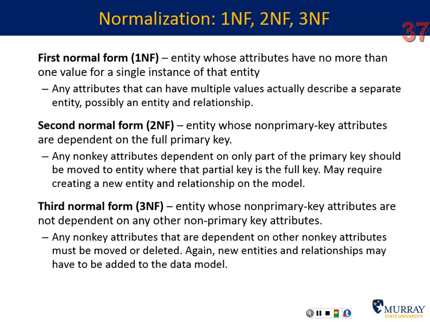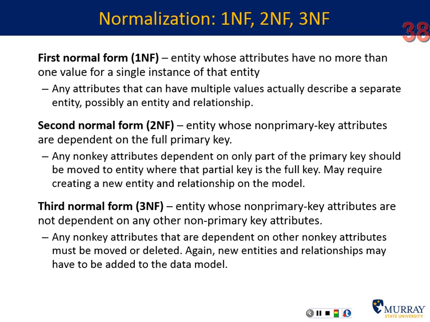Okay, so let's go through those normal forms. I think the first normal form is relatively easy to understand. Let me phrase it this way. If you're claiming that a particular entity in your diagram is in the first normal form, then you need to make sure that this entity has no more than one value for a single instance of that entity, right? Again, we're talking about attribute cells. So you're claiming that this entity does not have attributes that can possibly have more than one value for a single instance. Okay?